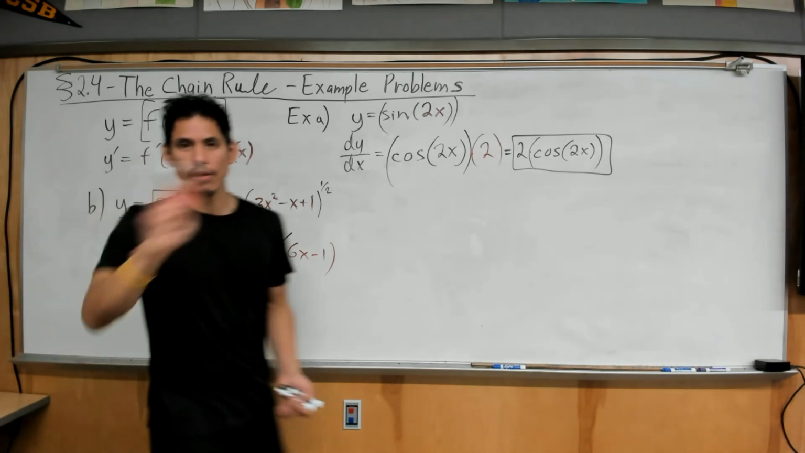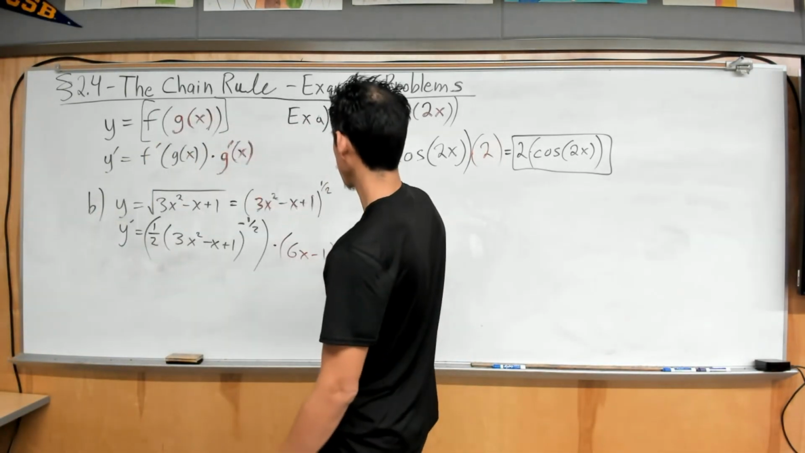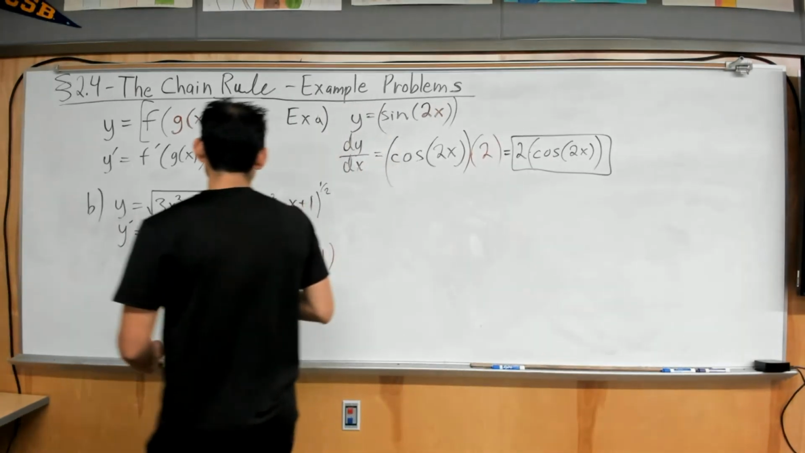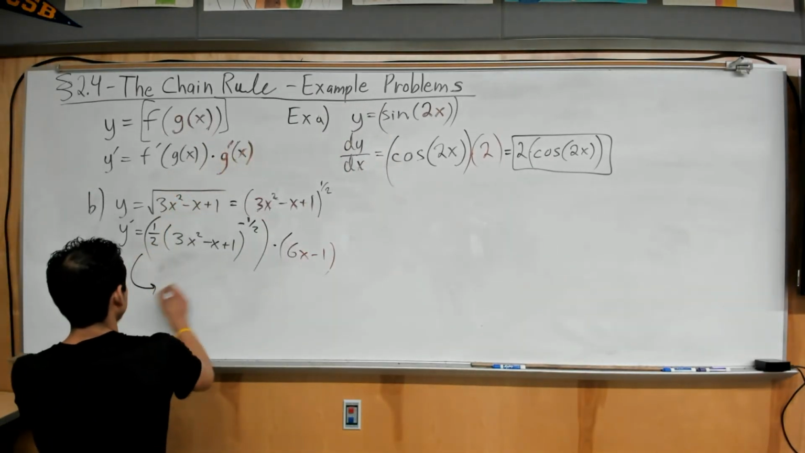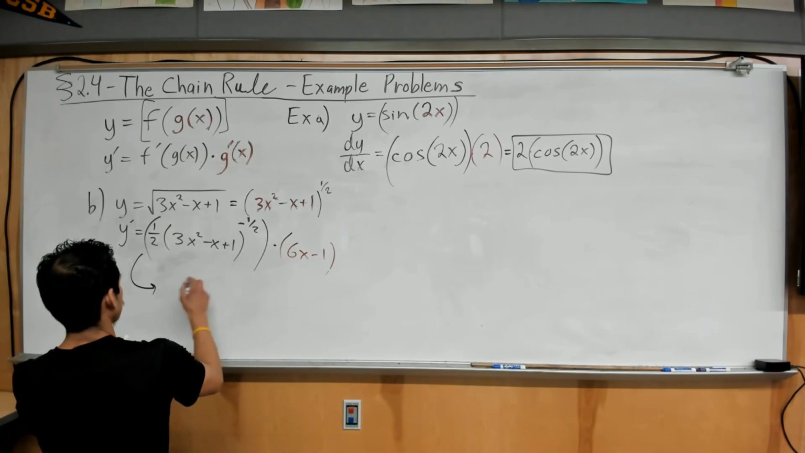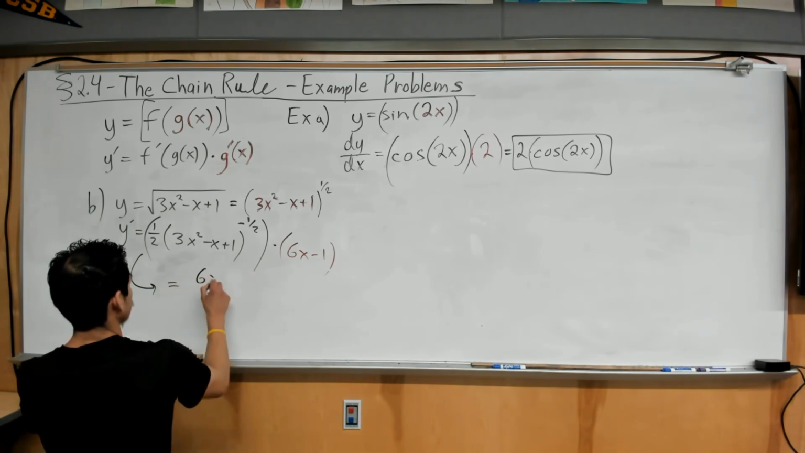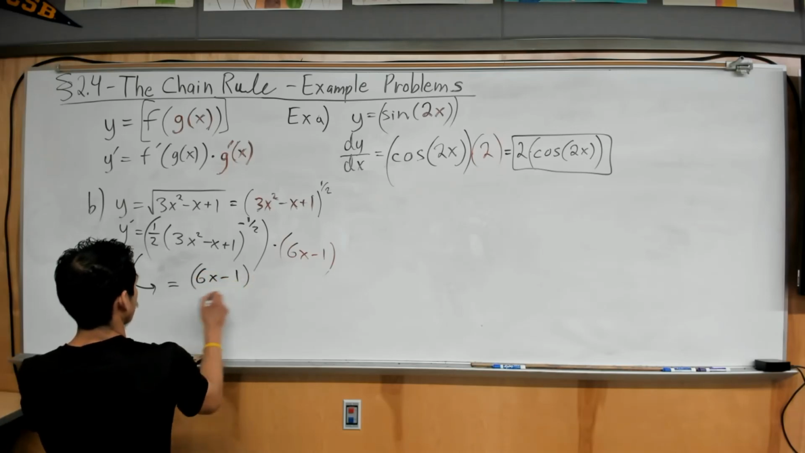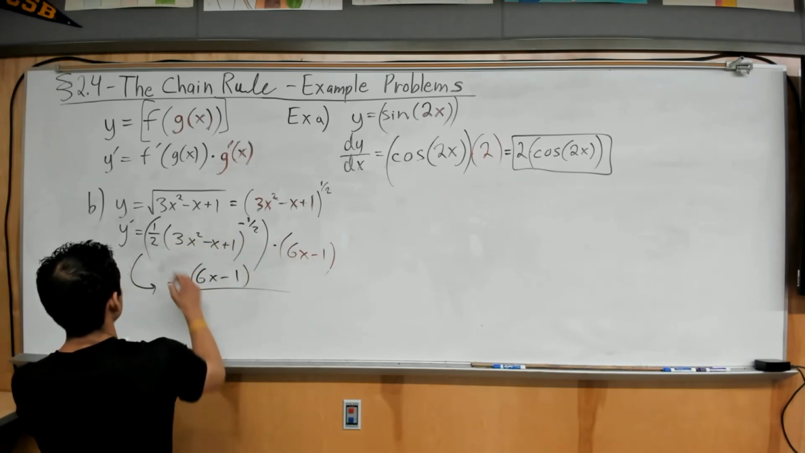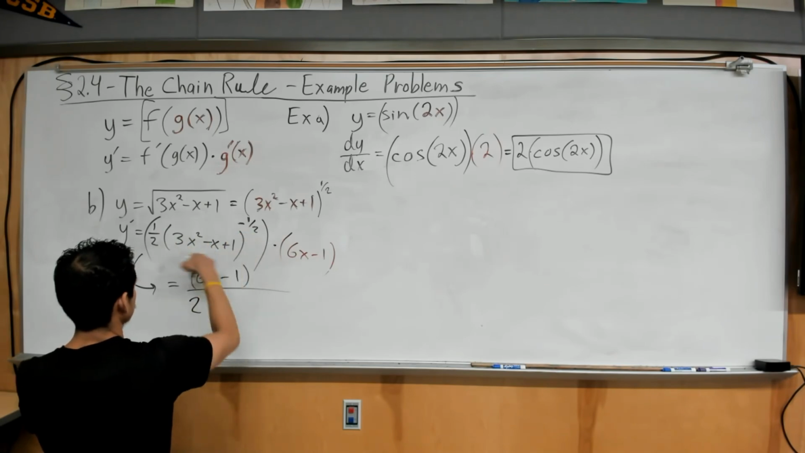This is really the main answer. Sometimes they'll want you to clean it up. I don't really care about that. Well, I care. Make it a little better than this. So in your textbook, you may see it as 6x minus 1 on top, and then a 2, and they're probably going to have this as a square root.